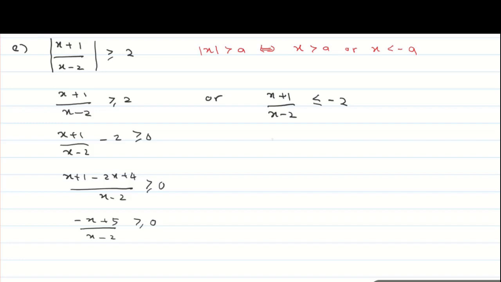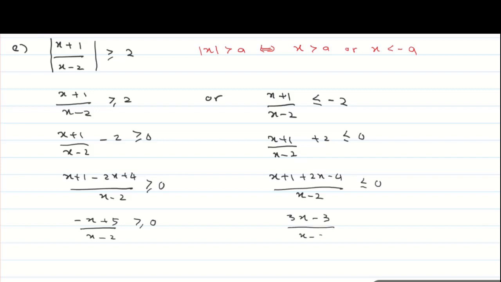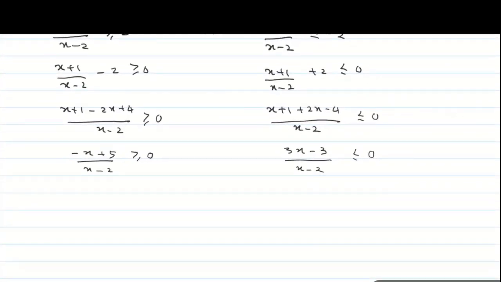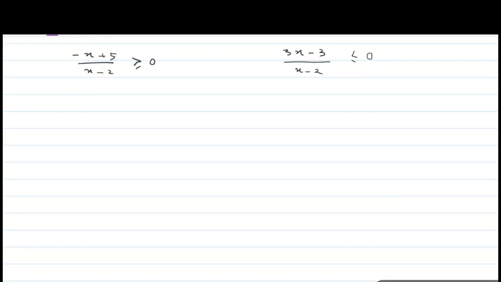Okay, for the right side, we have (x plus 1) over (x minus 2) plus 2 less than or equal to 0. Make it into one fraction. So we have (x plus 1 plus 2x minus 4) over (x minus 2) less than or equal to 0. Simplify the numerator. We have (3x minus 3) over (x minus 2) less than or equal to 0. For these two rational inequalities, we have to solve them by using a table of sign. For one inequality, we should use one table of sign.